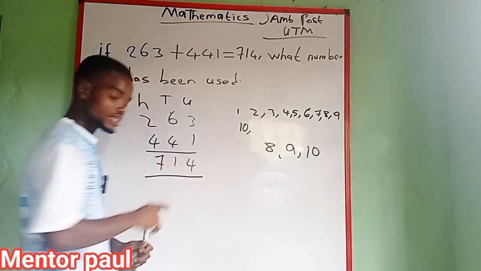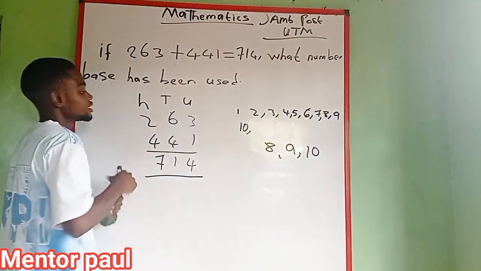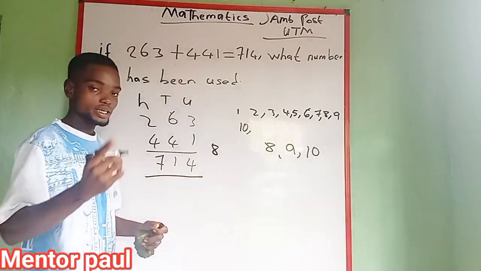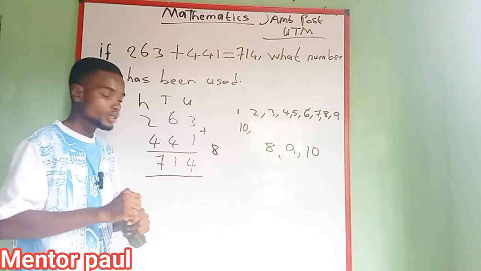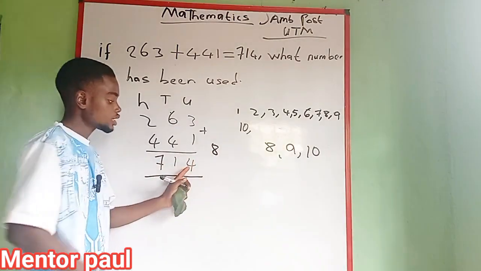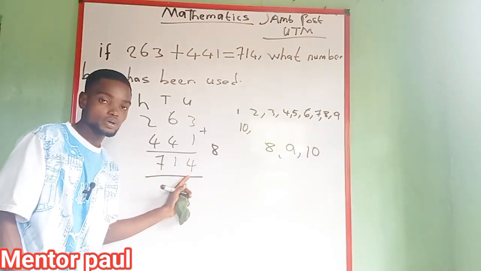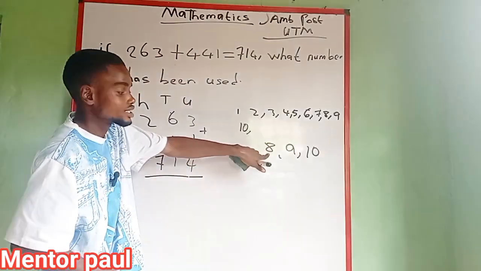Let's start with base 8. Remember, this is addition. Let's say that this is base 8 and we are adding. 3 plus 1, we are going to put it as 4, because 4 is inside base 8.